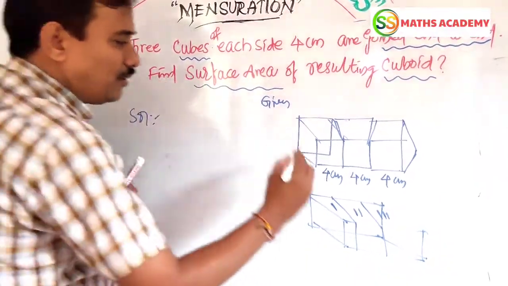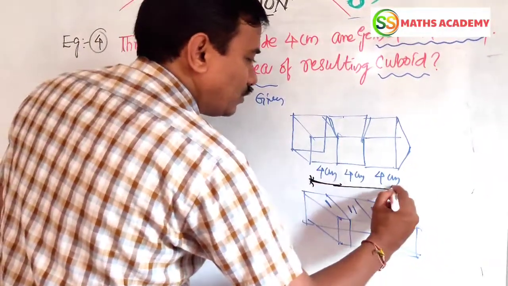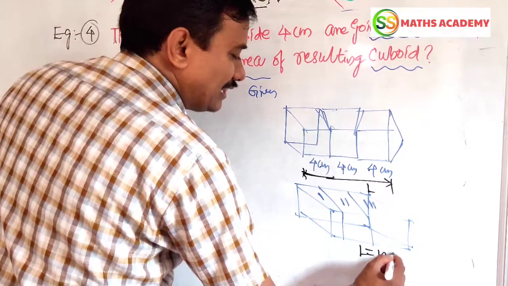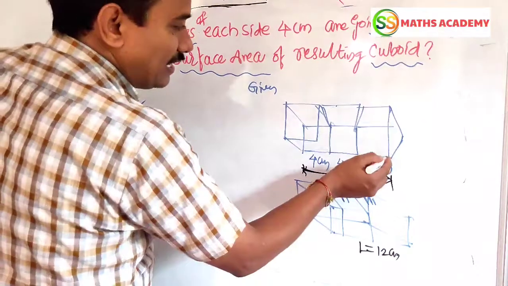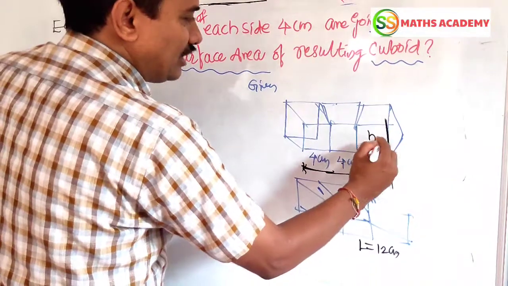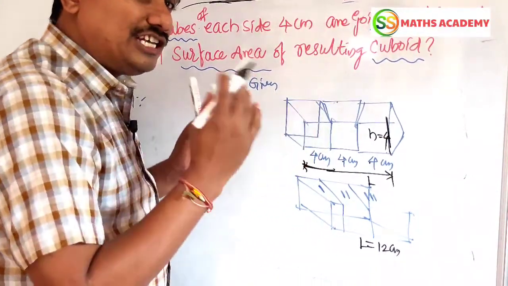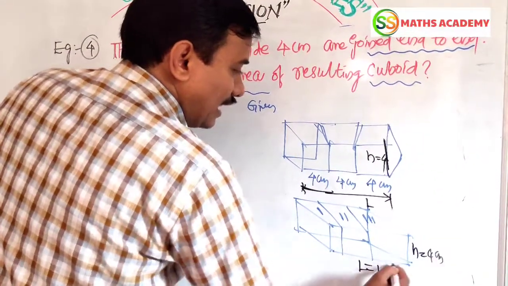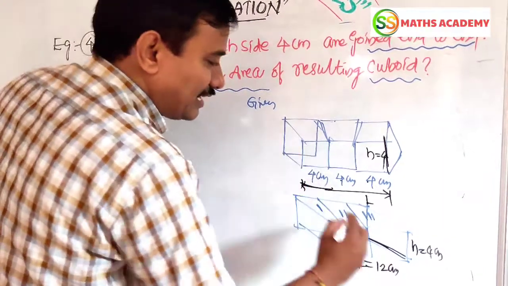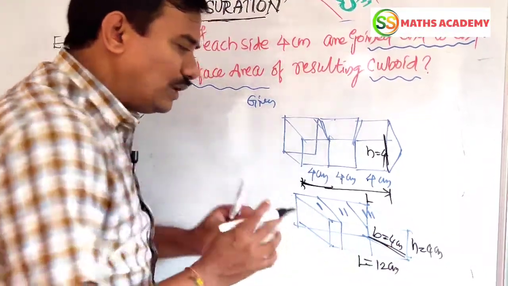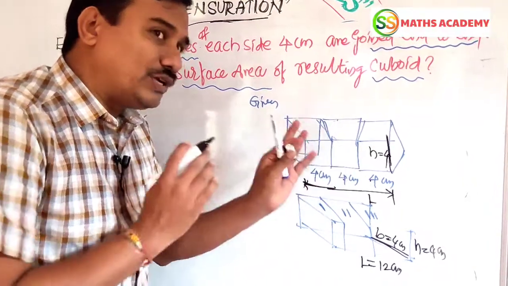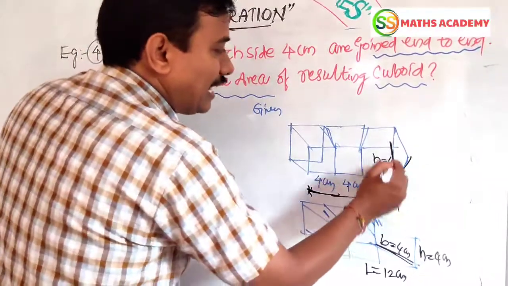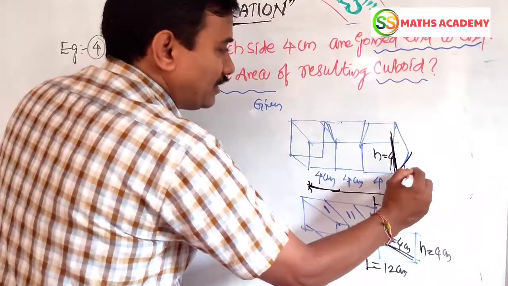Yes, simple. Now it is nothing but total value 4 plus 4 plus 4, nothing but the length of the cuboid. Now height H here is 4 centimeter. Length, breadth, height are equal in a cube. Here height is nothing but 4 centimeter and breadth is also 4 centimeter. Only the 3 cubes are joined together end to end, so only the length changes. Breadth and height will be the same.